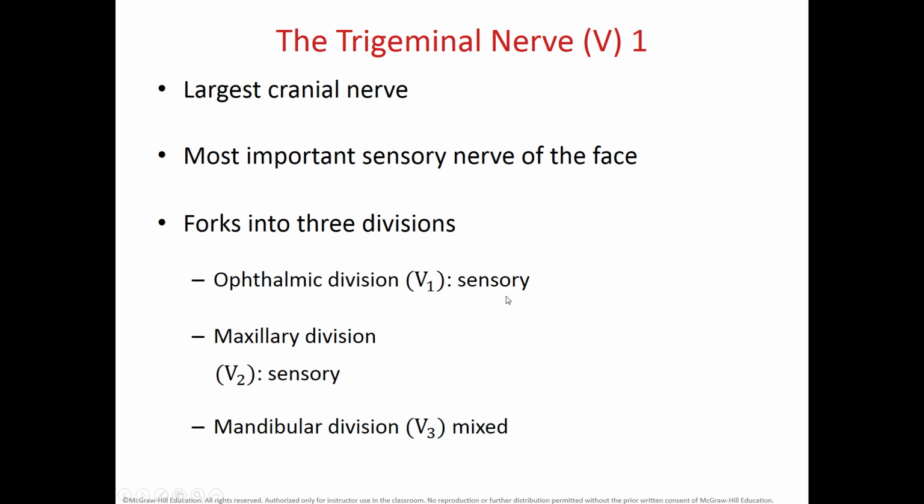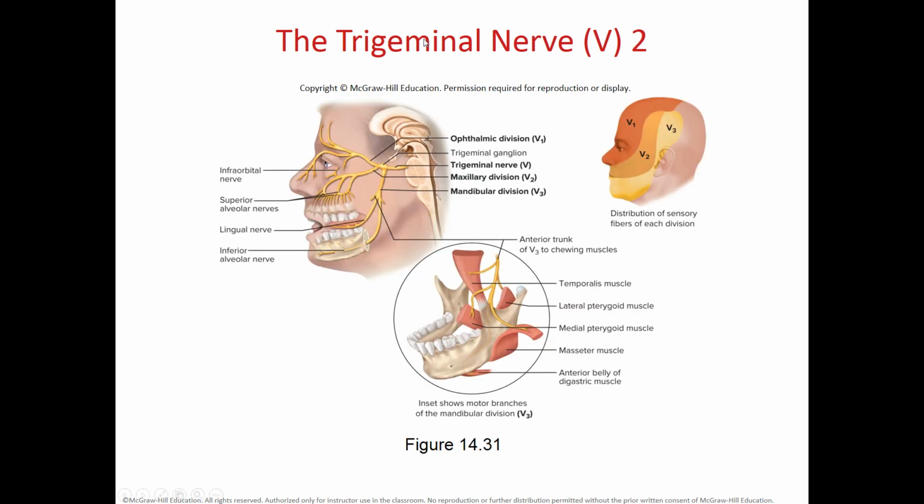Trigeminal nerve, or cranial nerve number 5, is the thickest and largest cranial nerve. It has 3 branches: ophthalmic division, or V1, which is sensory. It has a maxillary division, or V2, which is sensory, and it has a mixed division, which is called mandibular, or V3. So here is the trigeminal nerve. It has this ganglion that is called the trigeminal ganglion.